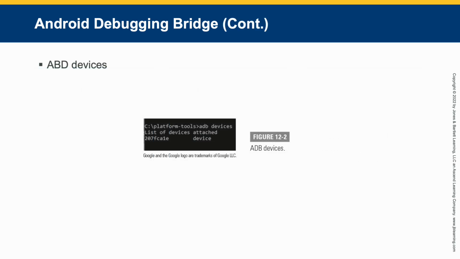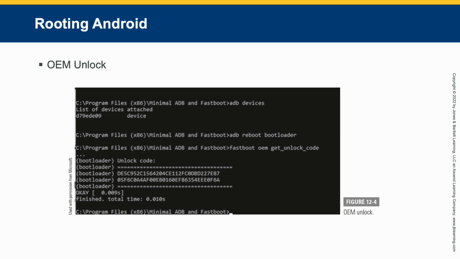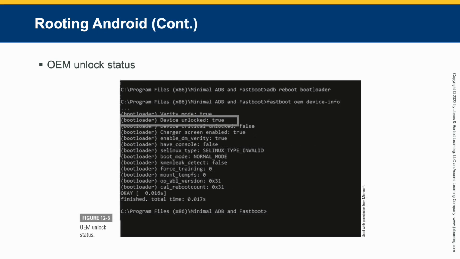ADB devices looks like this. ADB shell looks like this. OEM unlock looks like this. OEM unlock status looks like this.